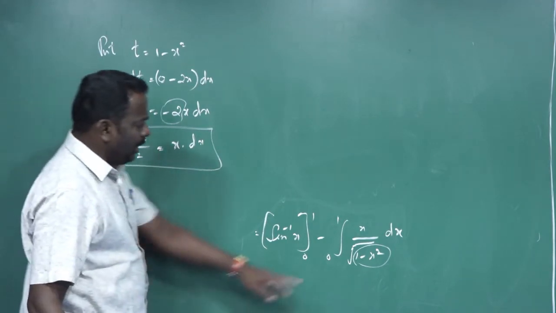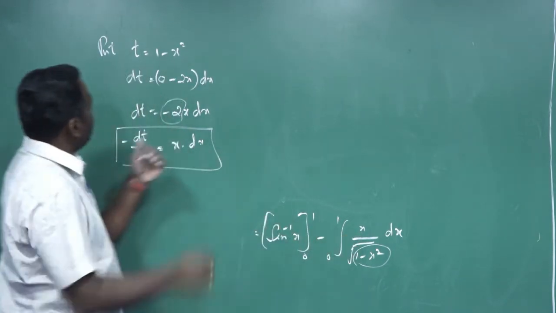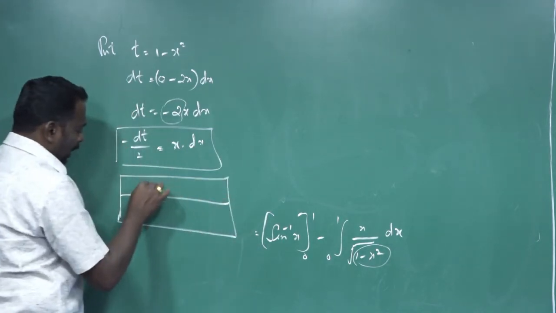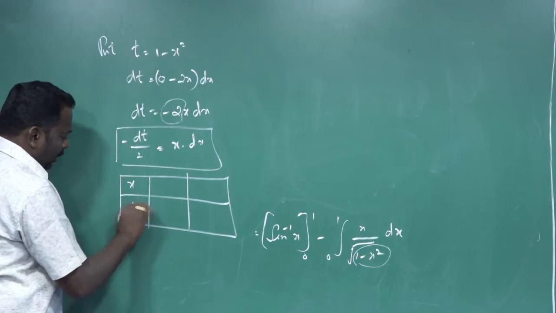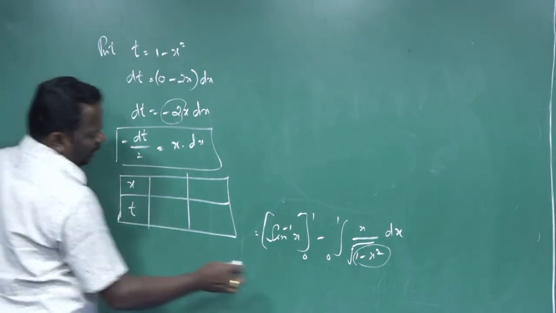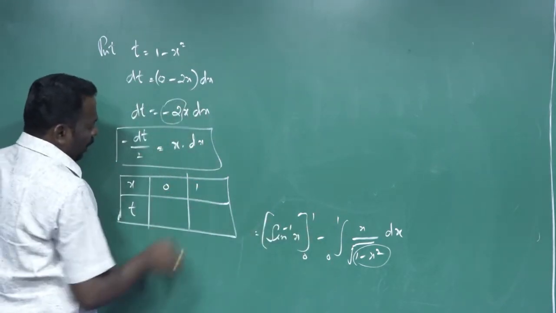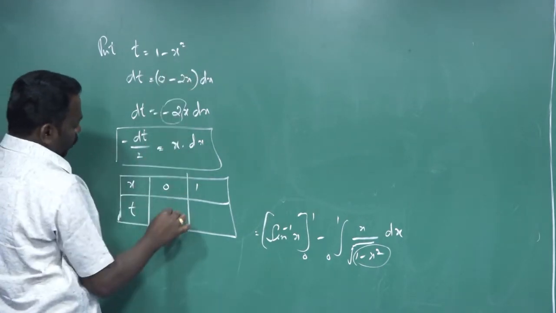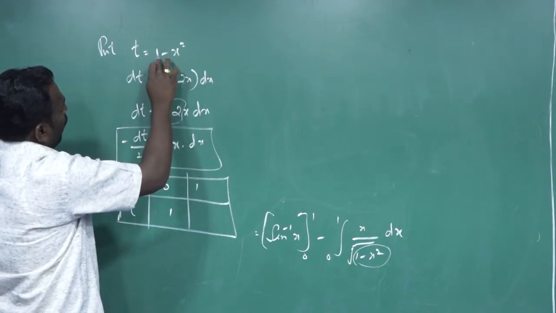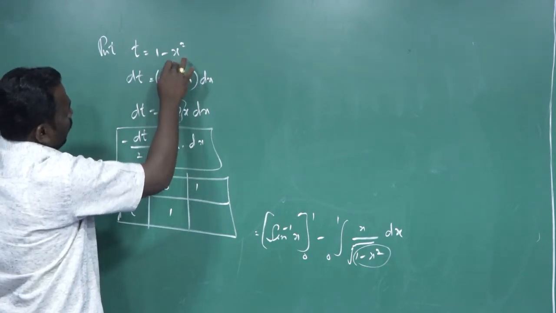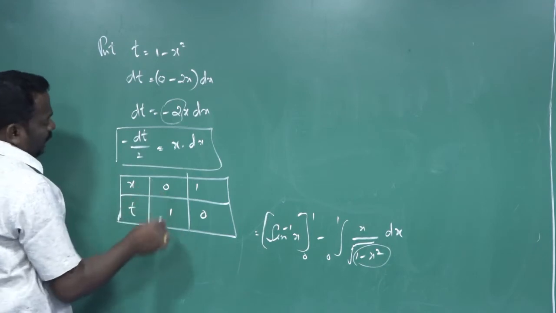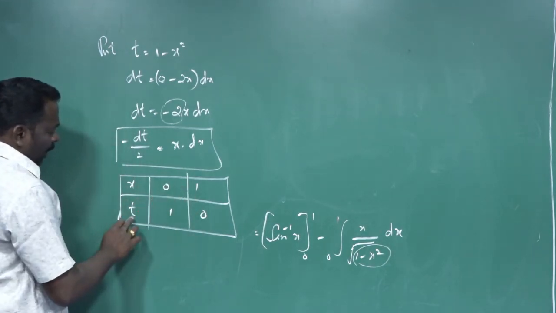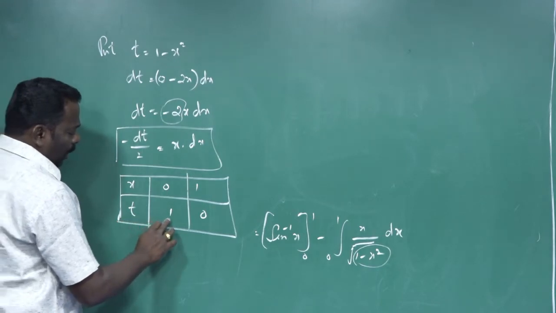Now we have converted the x variable to the t variable. Next we want to find the range of the function, from x to t. The x range is 0 and 1. Put x equal to 0 in t: 1 minus 0 squared is 1, and put x equal to 1: 1 minus 1 squared is 1 minus 1, equal to 0. Therefore, the given x range from 0 to 1, converted to the variable t, becomes the range 1 to 0.